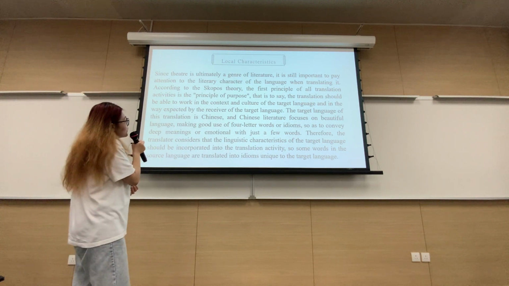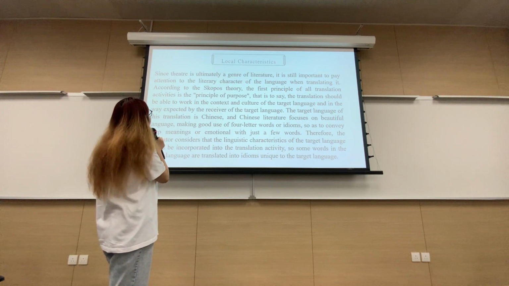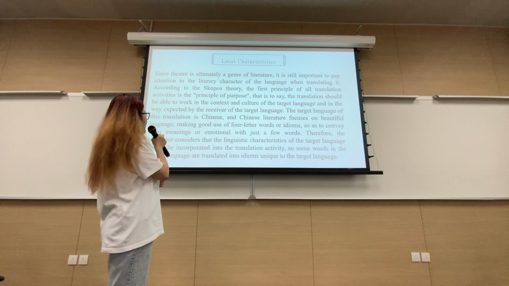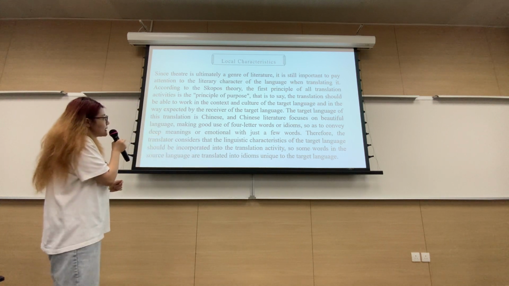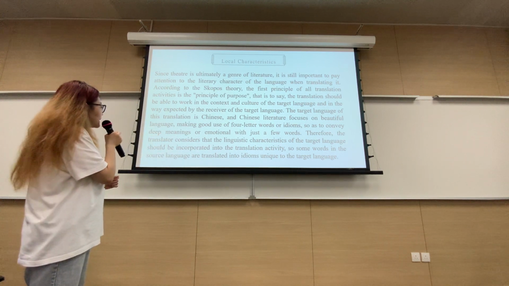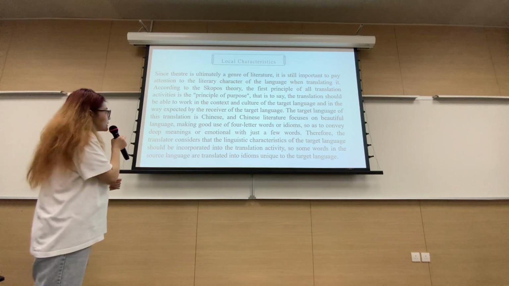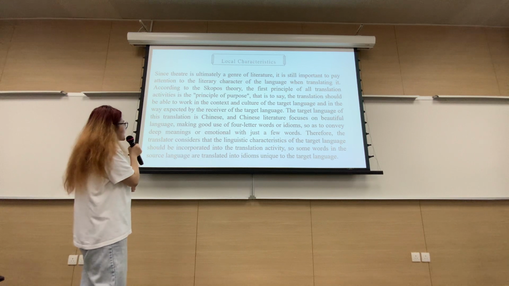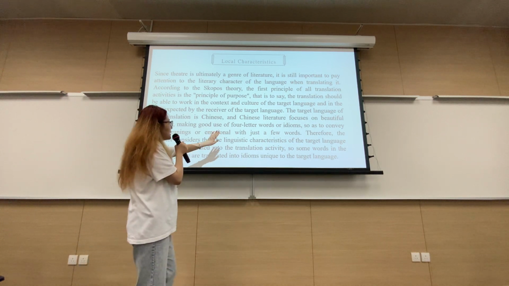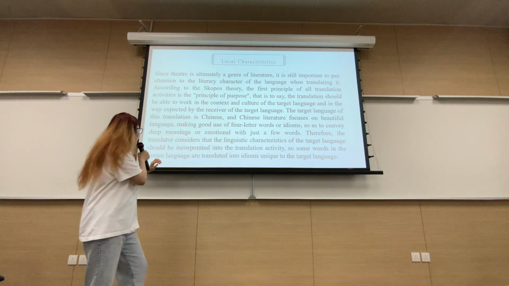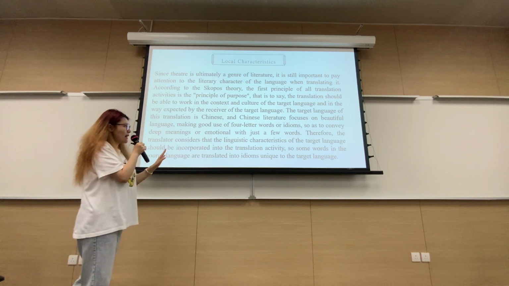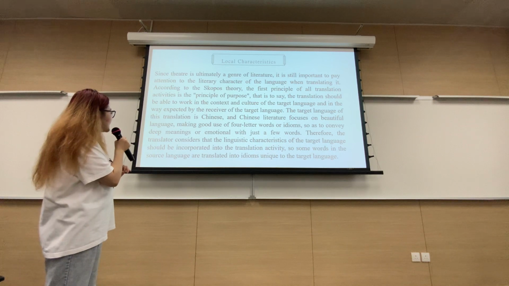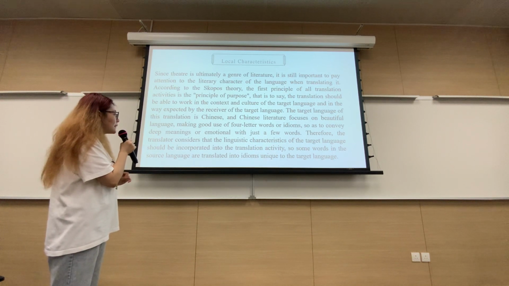According to skopos theory, the first principle of all translation activities is the principle of purpose. That is to say, the translation should be able to work in the context and culture of the target language, and in the way expected by the receivers of the target language. The target language of this translation is Chinese, and Chinese literature focuses on beautiful language, making good use of four-character words and idioms, so as to convey deep emotion with just a few words.